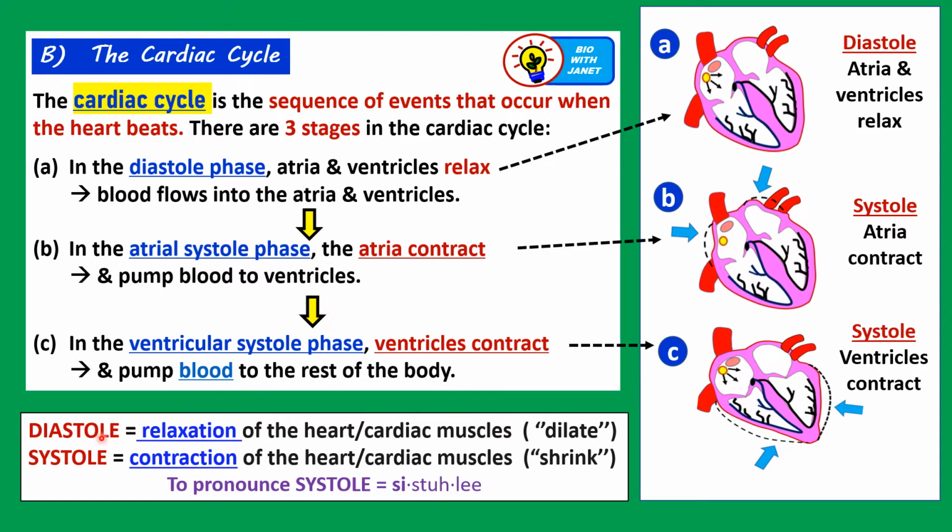The word diastole means relaxation of the heart or cardiac muscles. For example, in the first phase here, diastole, the whole heart relaxes. So think of the word diastole, think of the word dilate. Dilate means to expand. Systole is a contraction of the heart or cardiac muscles. Think of the S in systole, think of the word shrink or smaller. So it becomes smaller in size. The chamber that contracts will become smaller in size, but the blood pressure inside will increase.